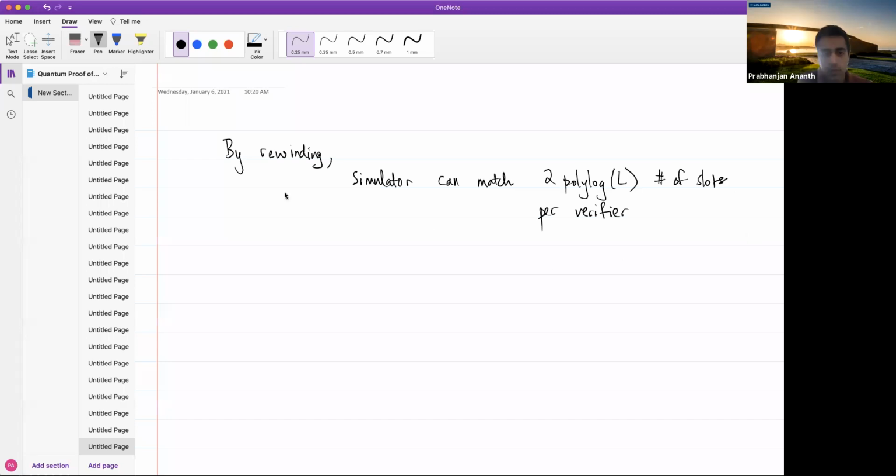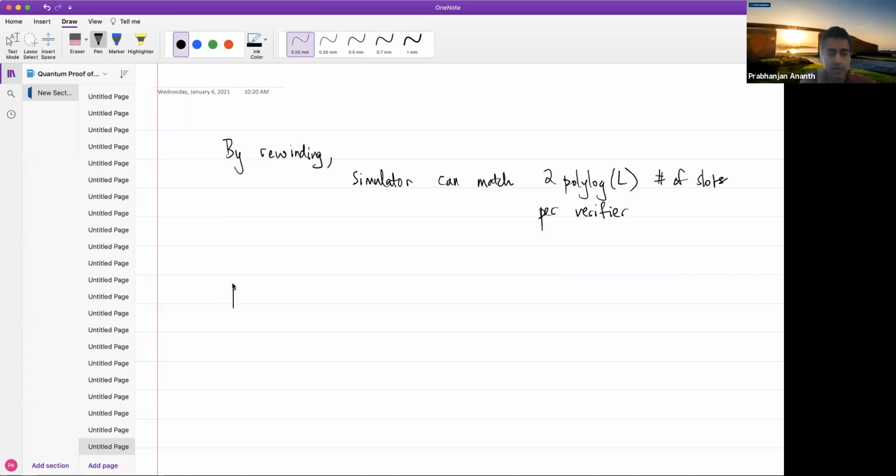Right. So we can argue this if you set the block size to be reasonably large. You can argue that there are a good number of blocks, such that in each of these blocks you're going to pick this particular verifier's slot with high probability, and so with overwhelming probability for every verifier, the simulator ends up matching 2 polylog L number of slots.